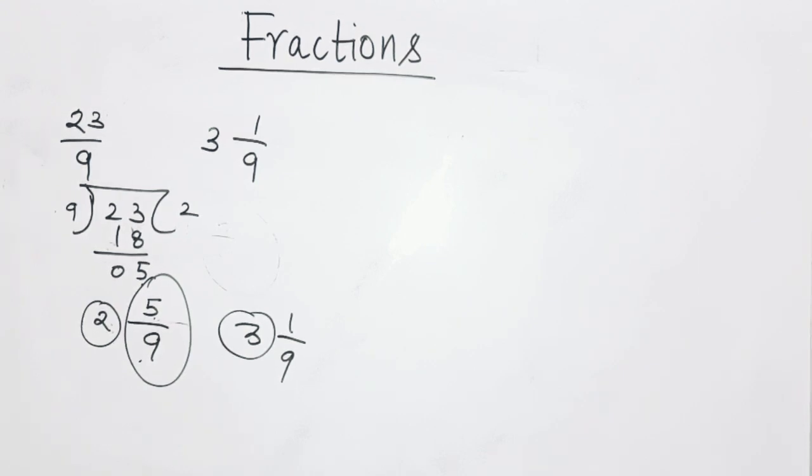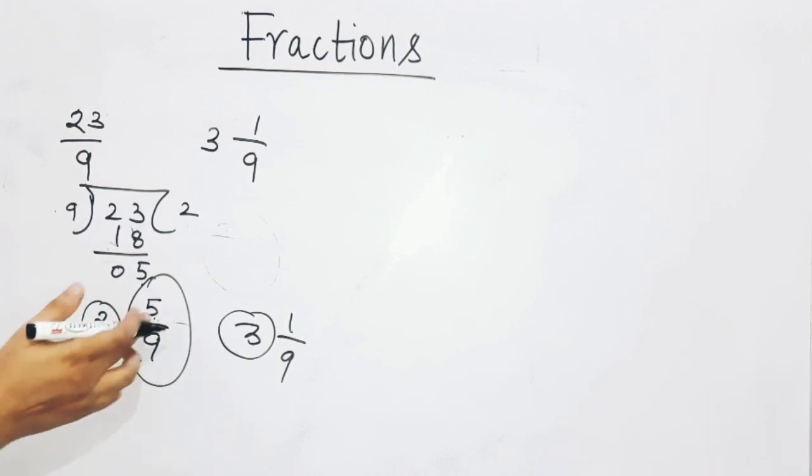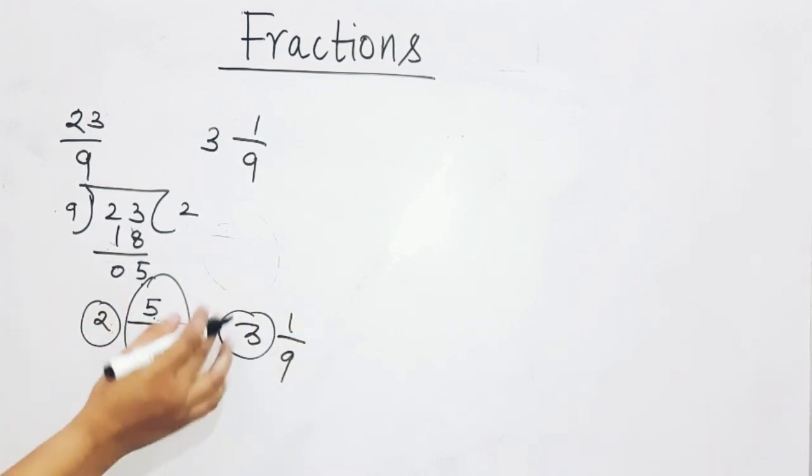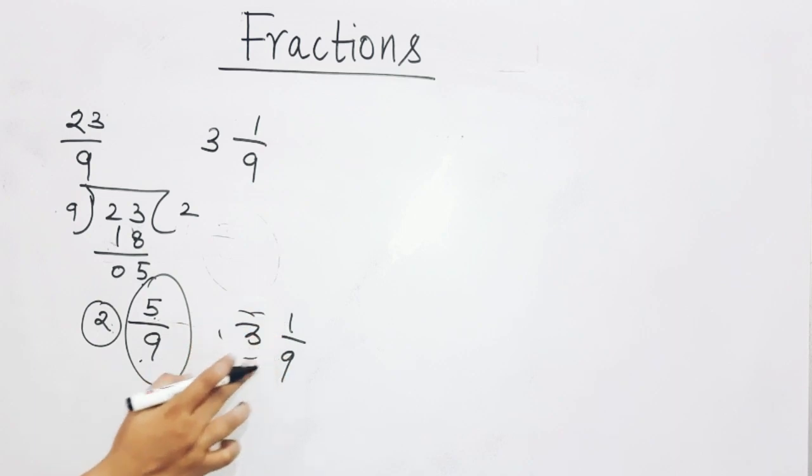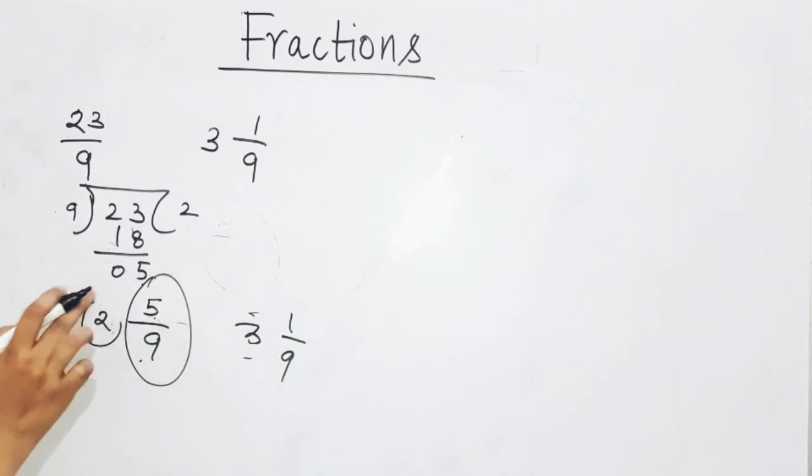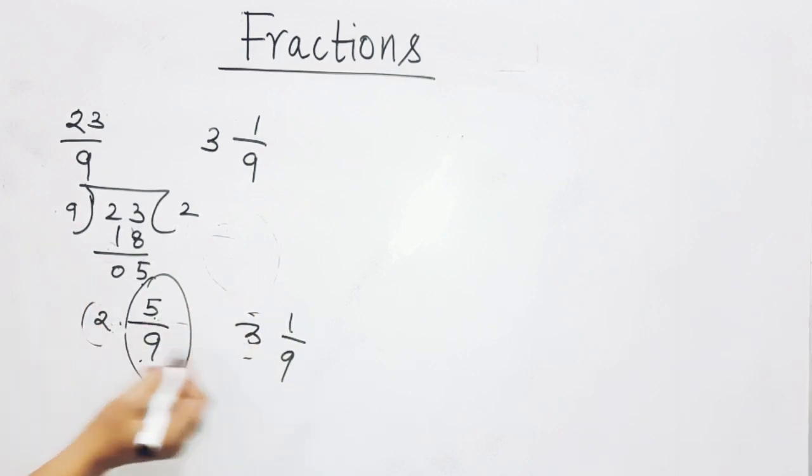So students, don't get confused with this 5 upon 9 and 1 upon 9. You will look at the whole number part, and as per the whole number part, this 3 is greater than 2, that means 3 1 upon 9 is greater than 2 5 upon 9. Why is it greater? I am going to show you by the next method also.